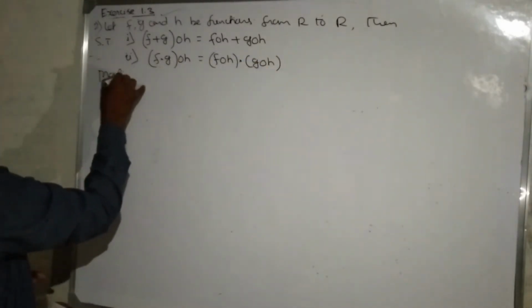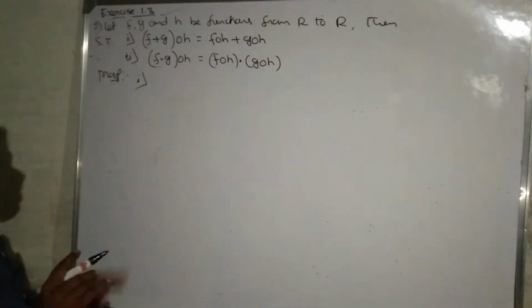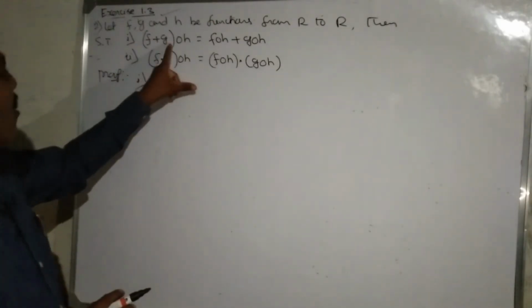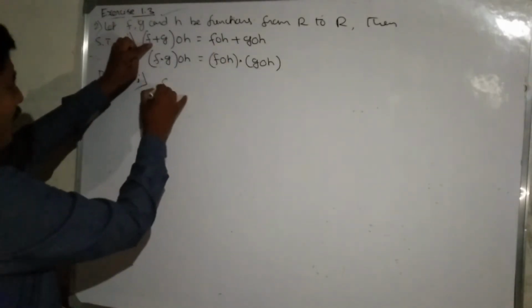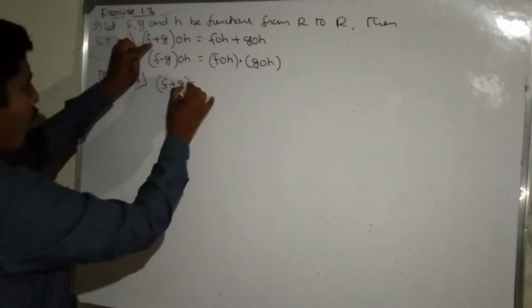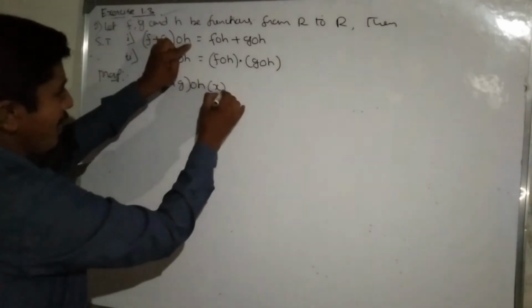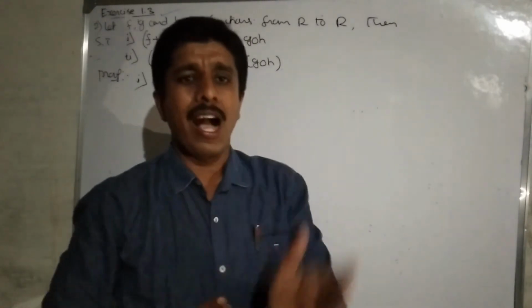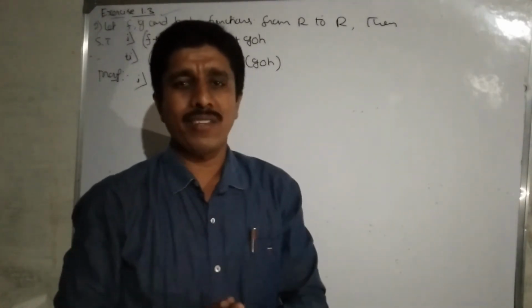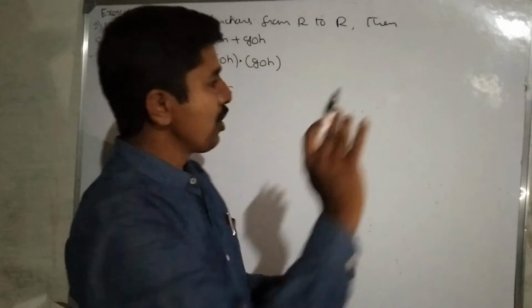I am going to prove the first one. Here we shall prove that (F plus G) o H equals FoH plus GoH. For the LHS, I am taking (F plus G) o H. Let us take domain element x. One thing to keep in mind before going further: we know the algebra of functions, the sum of two functions and the product of two functions.